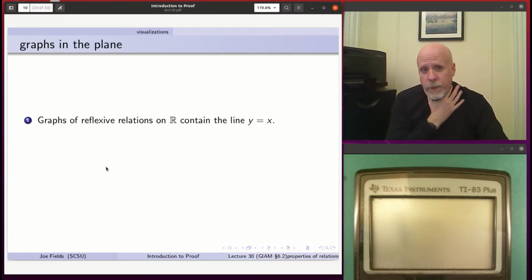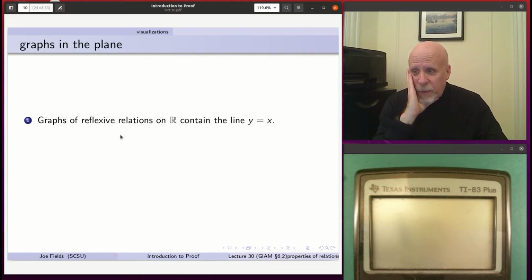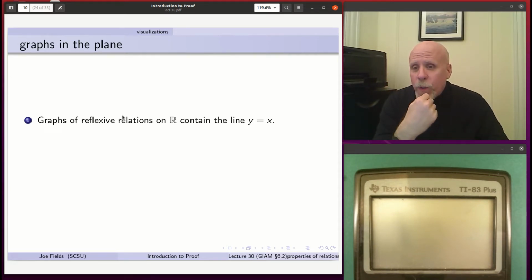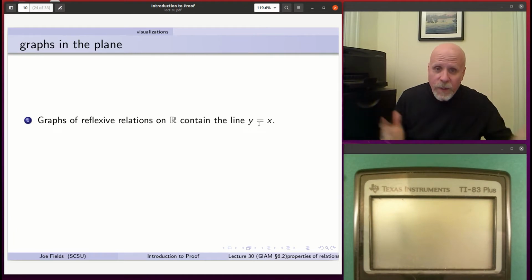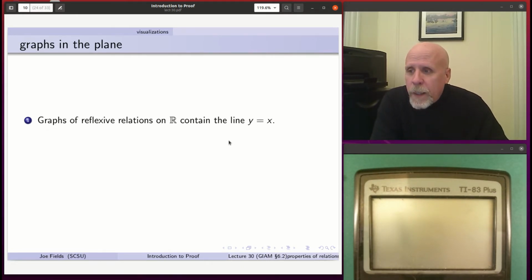The first way to do this, I think, is smart, is to think about graphs in the plane. This only works when you're talking about a relation on the real numbers. If you look at the graph of that relation, in other words, the ordered pairs of values from R, then if it's reflexive, the line y equals x is part of it. You may see some strange looking graph, but hidden within it is going to be that straight line at 45 degrees that goes through the origin, the y equals x line.